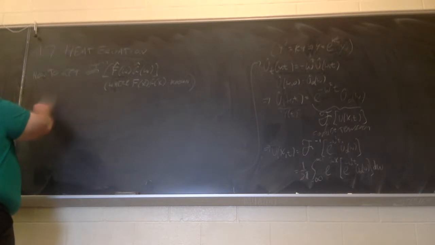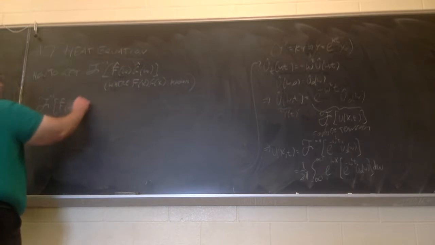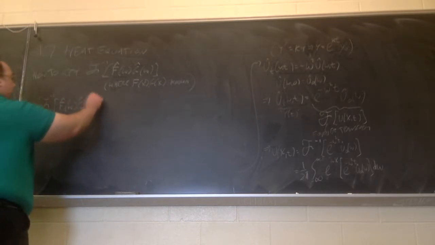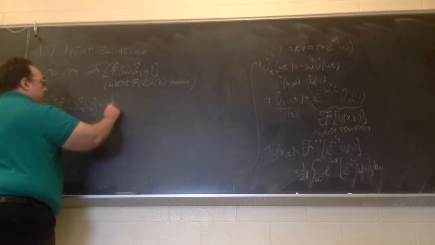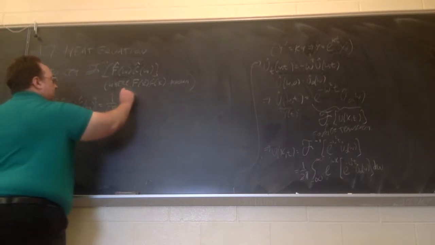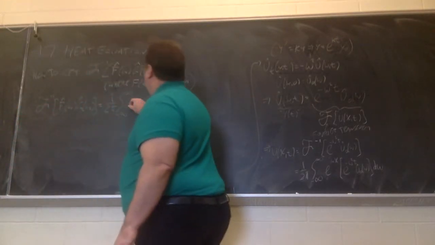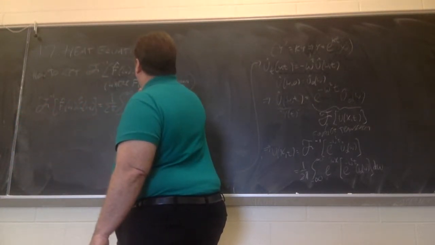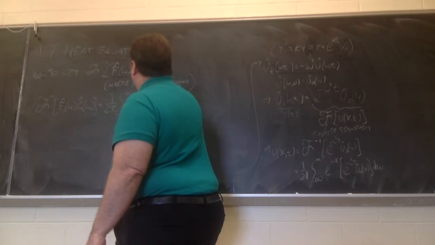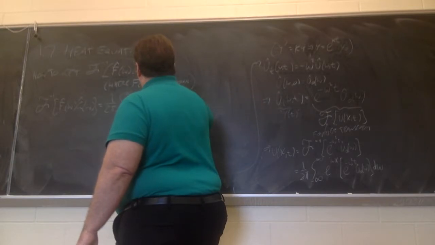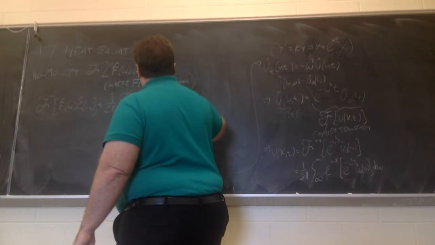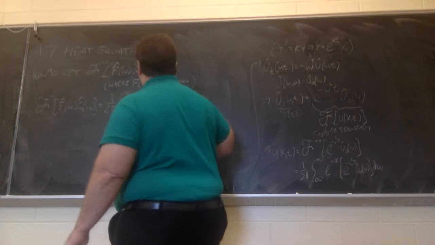So what I do is I say the inverse transform of f hat, g hat. So I use the definition that I wrote down there. So it'll be 1 over 2 pi integral e to the i omega x f hat of omega g hat of omega d omega. Okay.